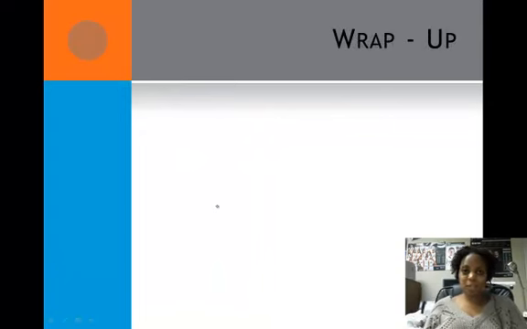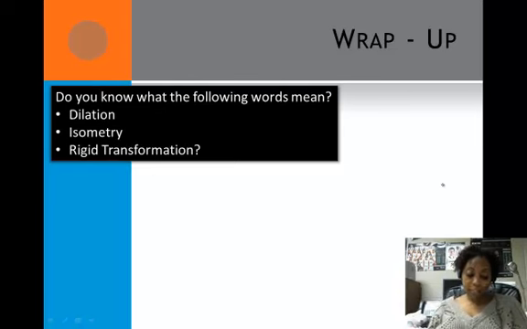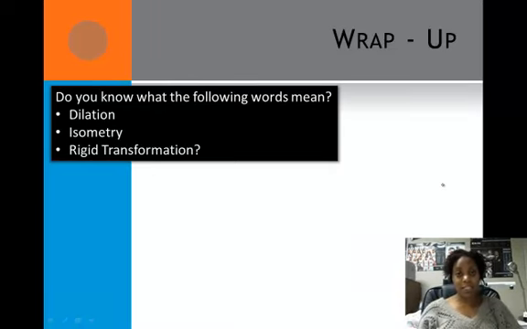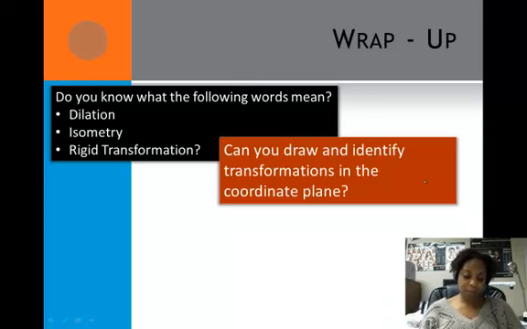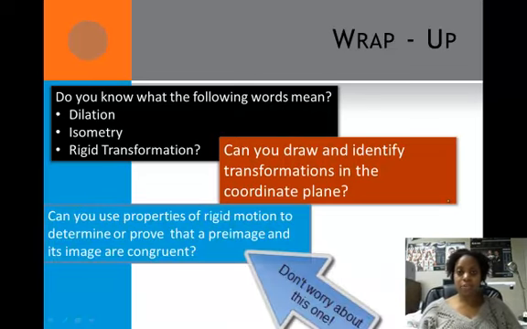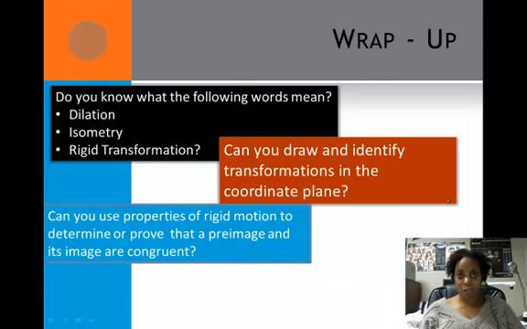All right, so here's our wrap-up. 1, do you know what the following words mean? Make sure you know what a dilation is, an isometry is, and a rigid transformation. Can you draw and identify transformations in the coordinate plane? And can you use the properties of rigid transformation to determine or prove that a pre-image and an image are congruent?